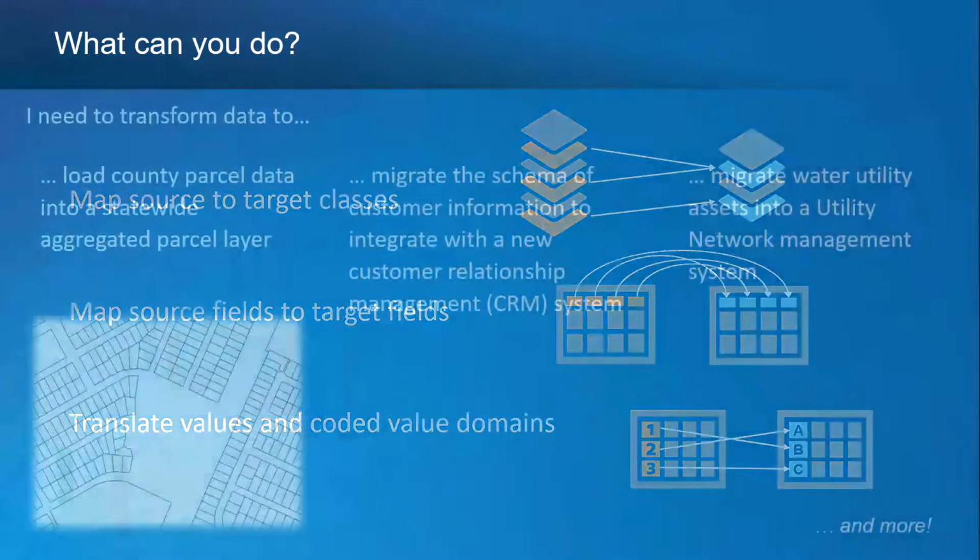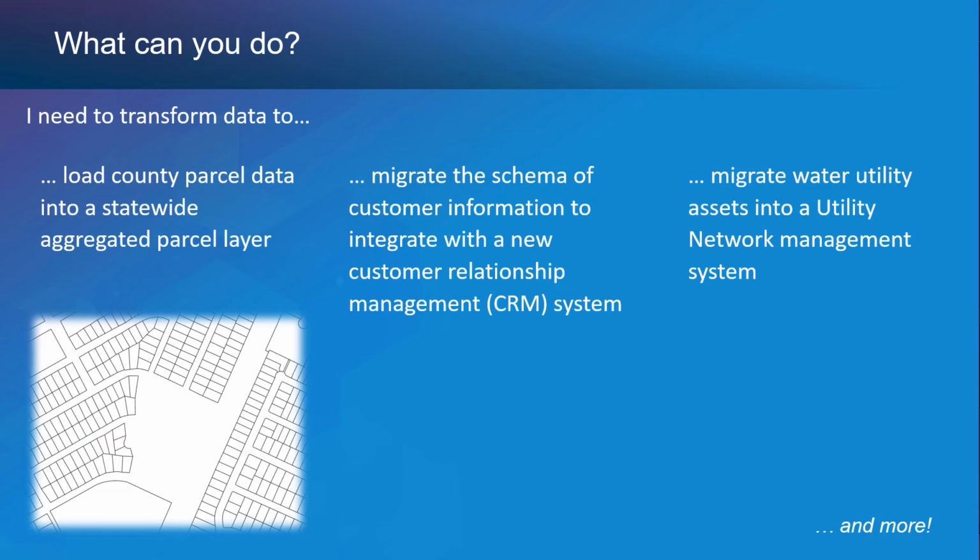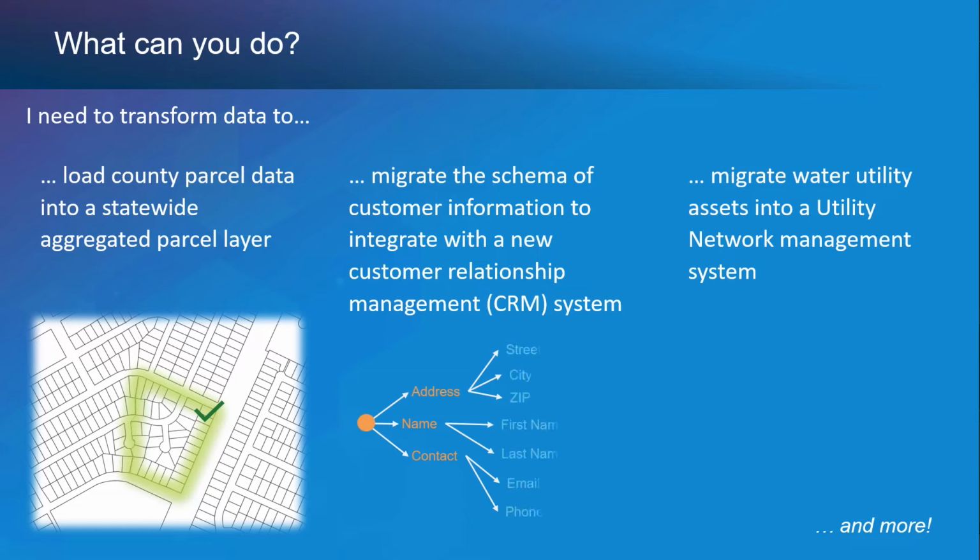There are many scenarios where the data loading tools can help you transform and load your data more easily. For example, use these tools if you need to transform your parcel data to load it into a statewide aggregated parcel layer. Use them again if you need to transform data to migrate the schema of customer information to integrate with a new customer relationship management system. Another common workflow would be to migrate water utility assets into a utility network management system.